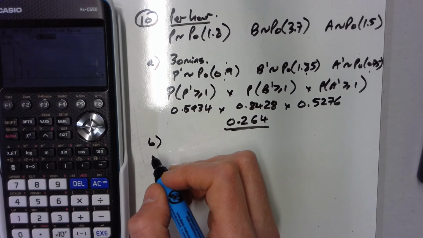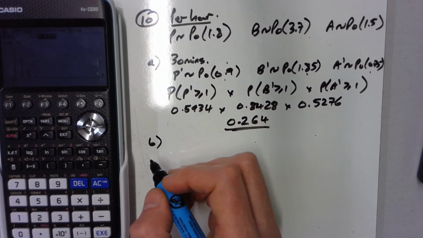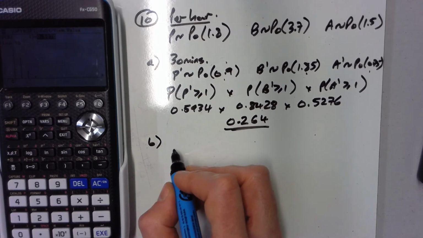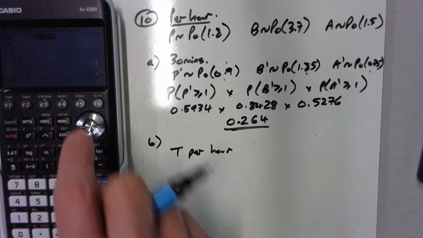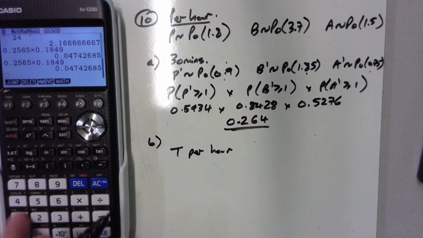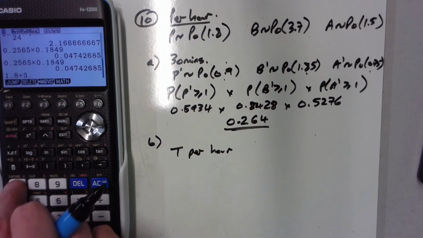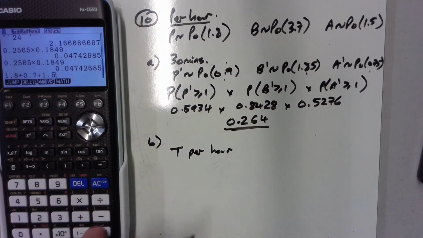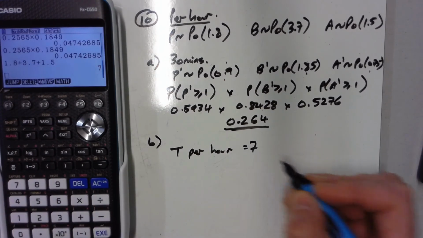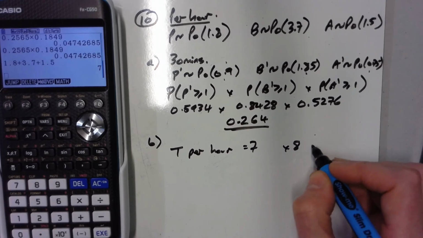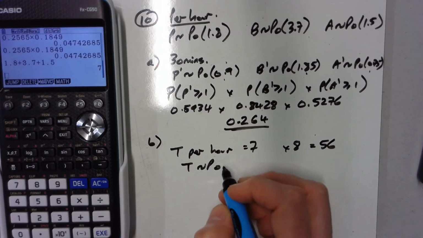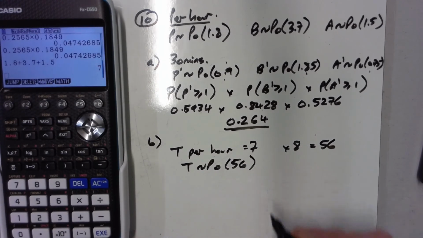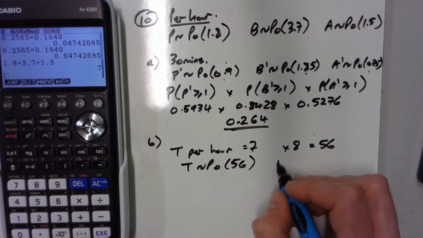For part B, more than 50 emails in an 8-hour working day. So let's do the total. The total per hour is going to be 1.8 and 3.7 and 1.5. The total per hour is 7. In an 8-hour working day, that'll be 56. So let's make T be a Poisson with a mean of 56, much quicker. And we want more than 50.